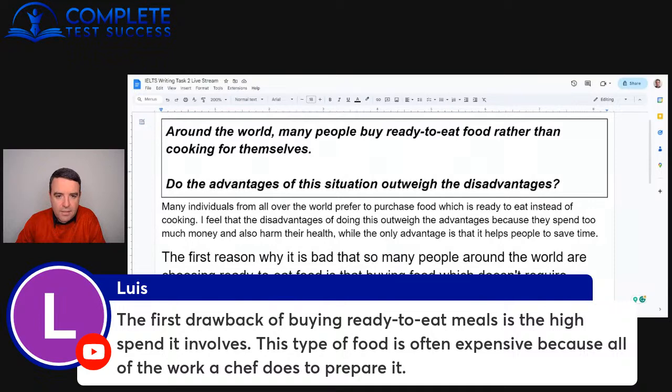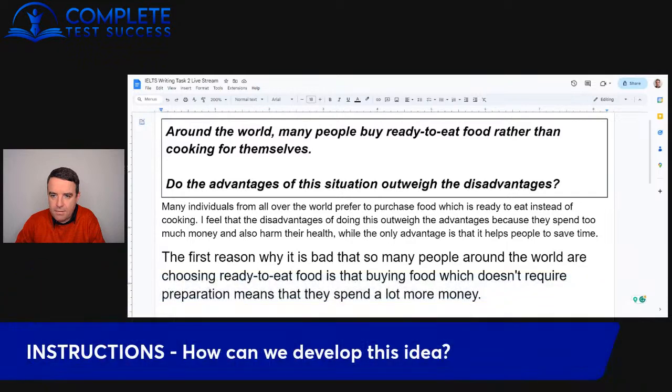Lewis, the first drawback of buying ready-to-eat meals is the high spend it involves. The high cost it involves. High spend isn't a collocation. This type of food is often expensive because all of the work a chef does to prepare it. Because of all of the work. Okay, so I like this. I'm going to take it and I'm going to add it to what we have.